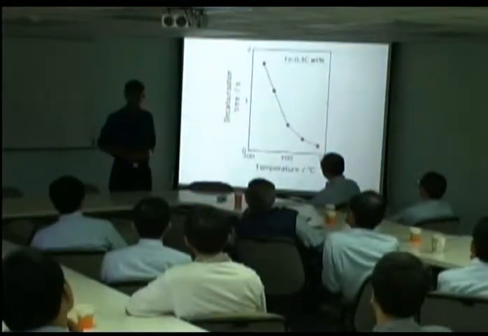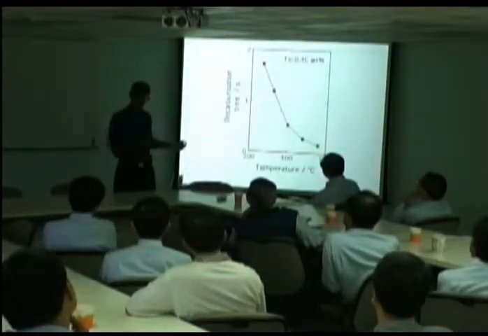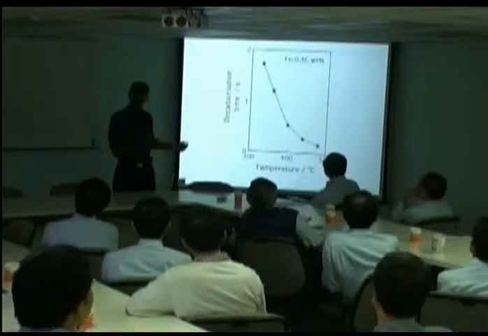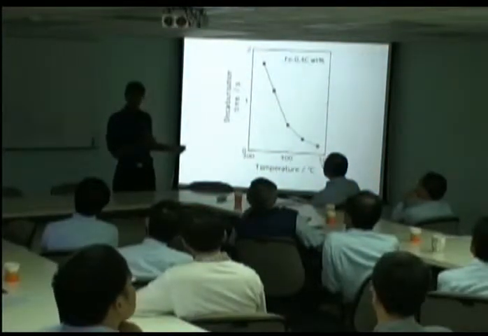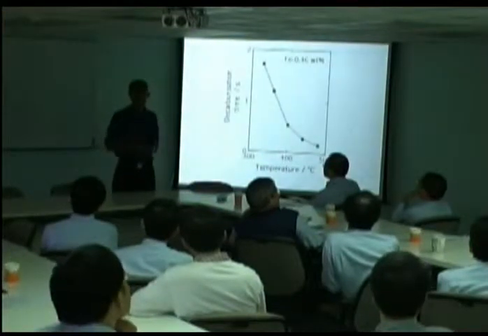So this is a problem, isn't it? Because we want to know the mechanism of transformation. And by looking at it, we can't say whether the carbon was there in the bainite or it was never there and always diffused during transformation.